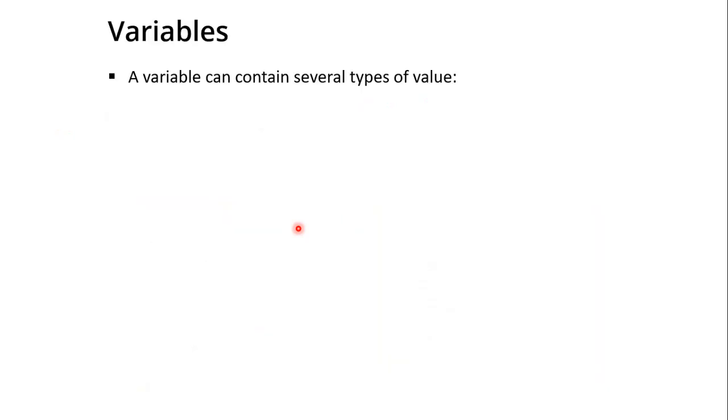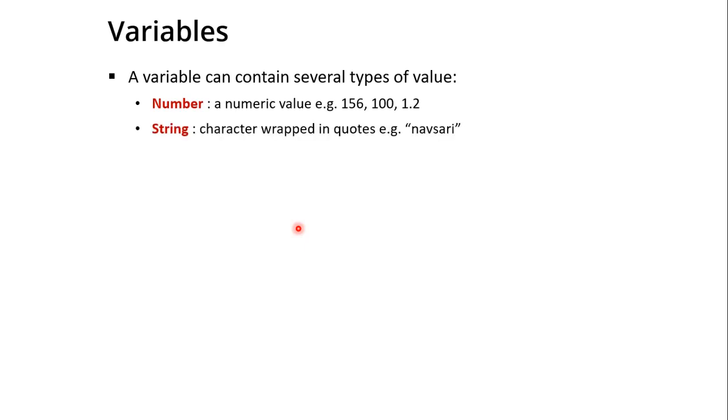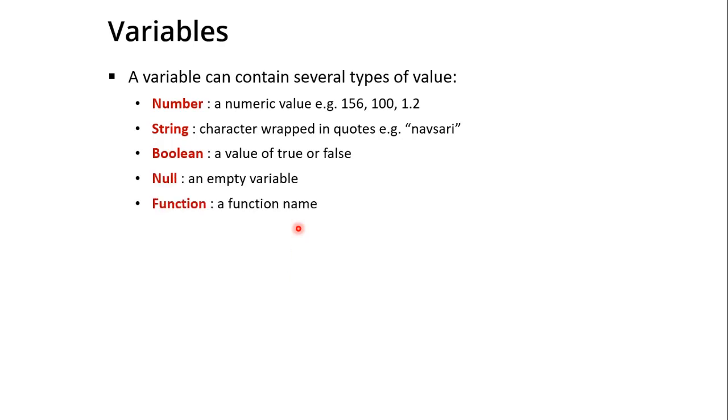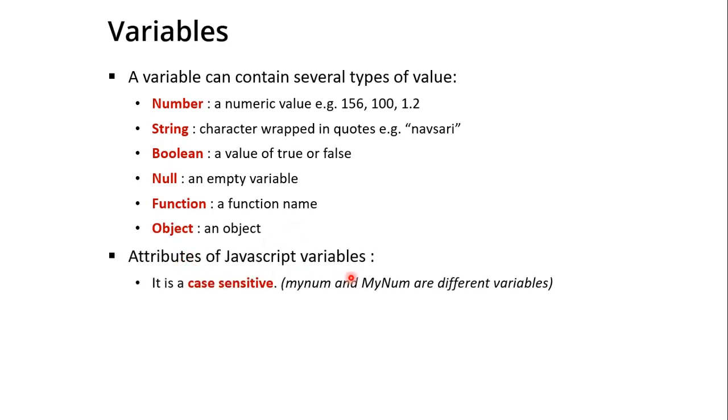Next is variables. A variable can contain several types of values. You already know about variables. We have a number, a numeric value like 156, 100, etc. String, characters wrapped in quotes. For example, Navsari, we have to write in double quotes. Boolean, a value of true or false. Null, an empty variable. Function, a function name. Object, an object.